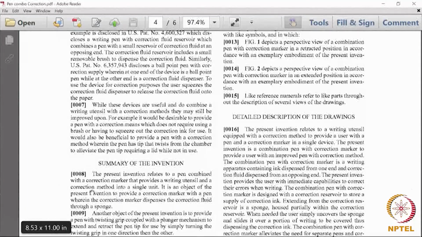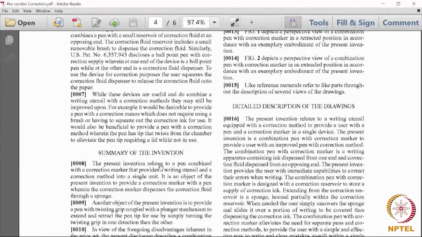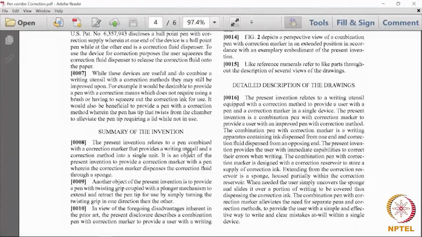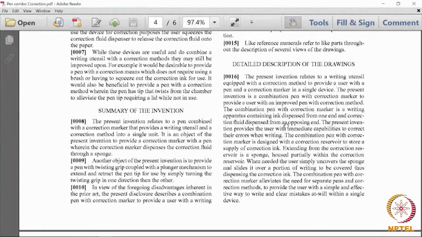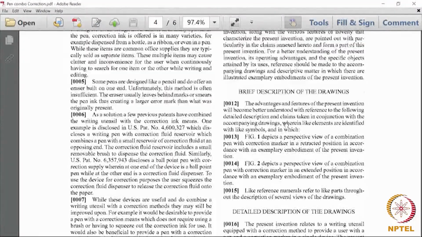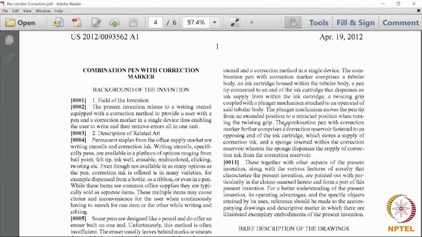Now, the summary of the invention will talk about the invention. The present invention relates to a pen so and so. Now, it will describe various objects. You can see that it is an object of the present invention, another object, and in view of the foregoing disadvantages inherent in the prior art. So, we understand the prior art to have certain disadvantages, and we can understand that this invention overcame those disadvantages. The summary of the invention will have the objectives and the problem that was solved, as in the problem in the prior art that was solved.